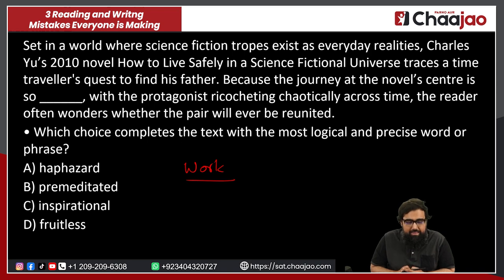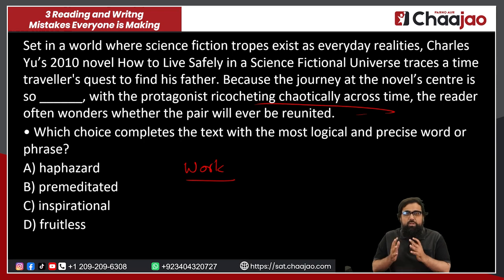So if you look at it, it says, "Set in a world where science fiction tropes exist as everyday realities, Charles Yu's 2010 novel How to Live Safely in a Science Fictional Universe traces a time traveler's quest to find his father. Because the journey at the novel's center is so blank, with the protagonist ricocheting chaotically across time, the reader often wonders whether the pair will ever be united." So something is happening chaotically, right? So there is chaos, something related to chaos, that you need in your blank.